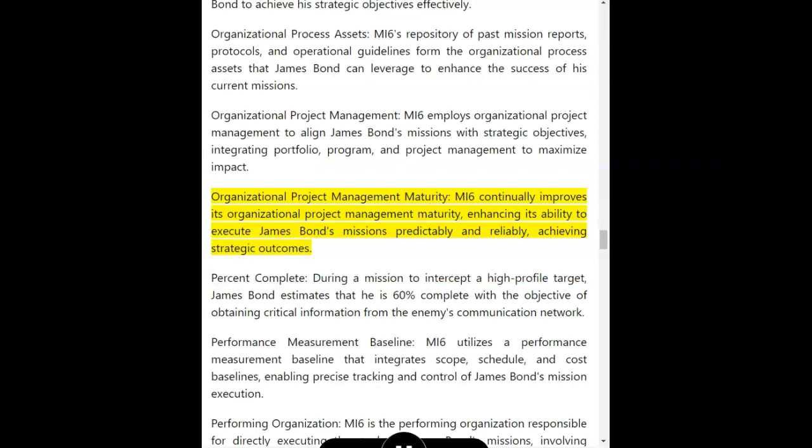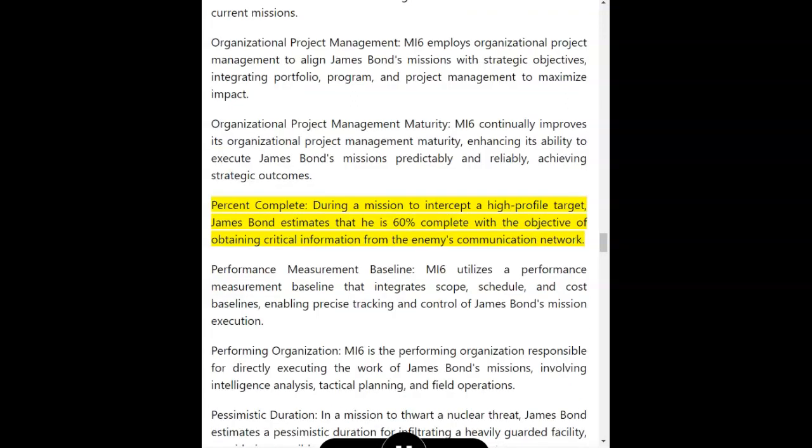Organizational project management maturity. MI6 continually improves its organizational project management maturity, enhancing its ability to execute James Bond's missions predictably and reliably, achieving strategic outcomes. Percent complete. During a mission to intercept a high-profile target, James Bond estimates that he is 60% complete with the objective of obtaining critical information from the enemy's communication network.